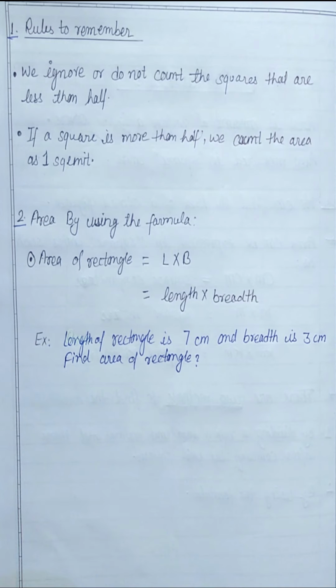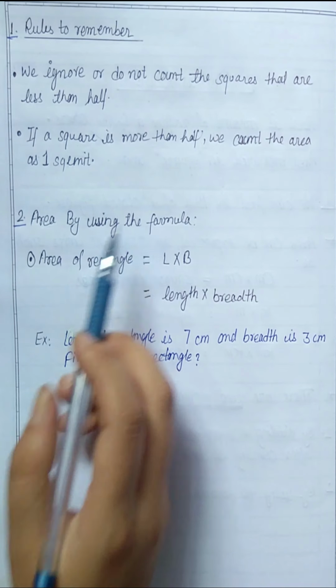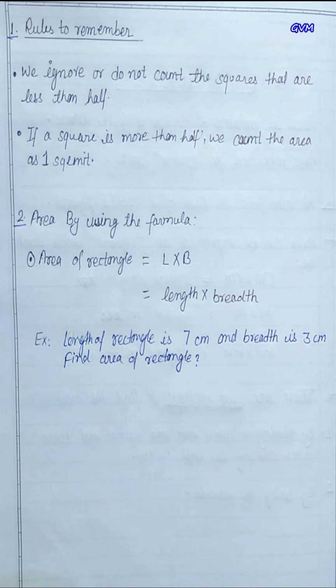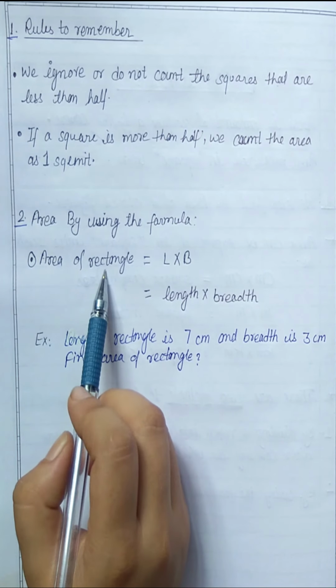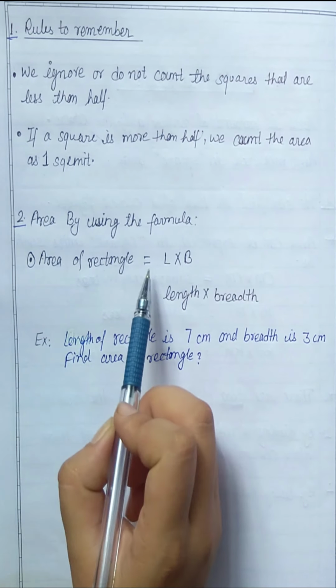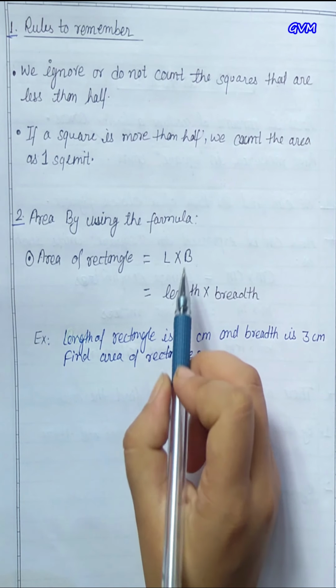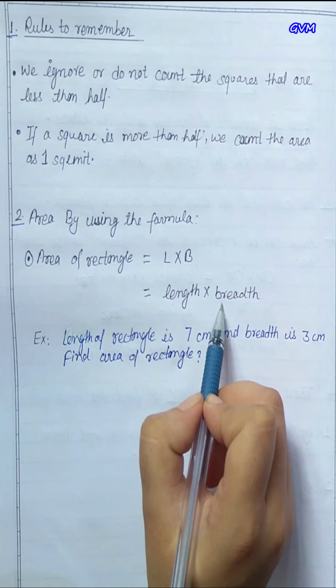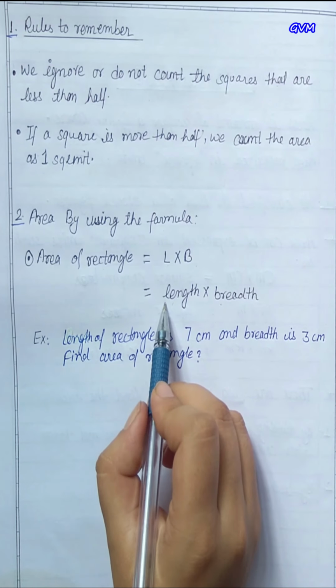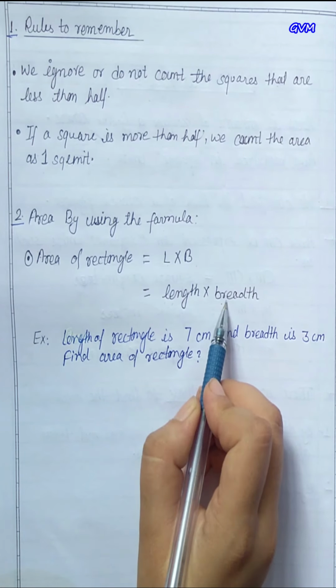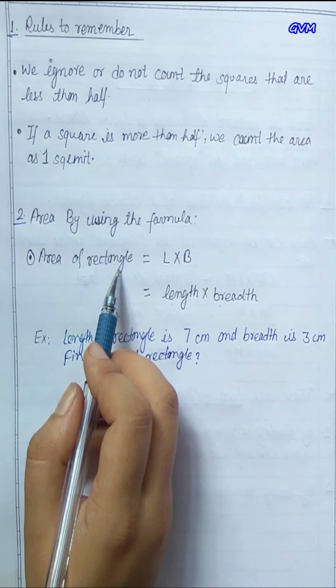Okay. Now second, we have area by using formula. What will we do? We have some certain formula and we will put the given data into it and find out the answer. So area of rectangle. So for a rectangle, what is the area formula? L into B. L means length and B means breadth. So when we multiply length with breadth, it will give us the result of the area of the rectangle.